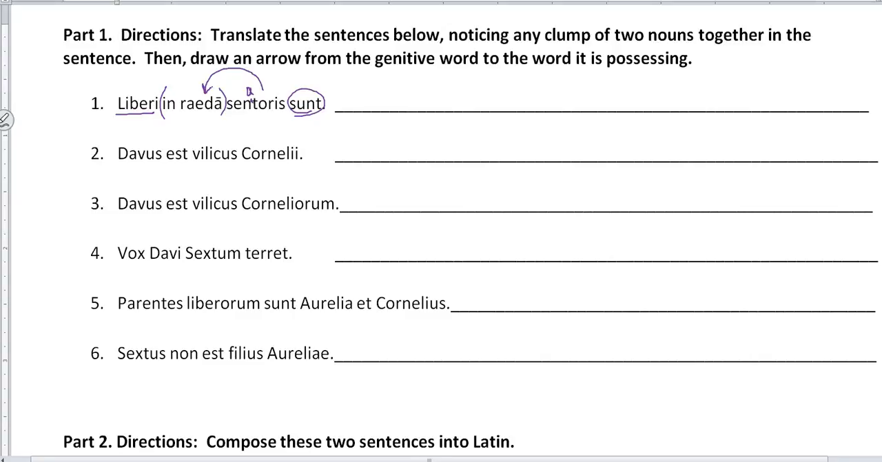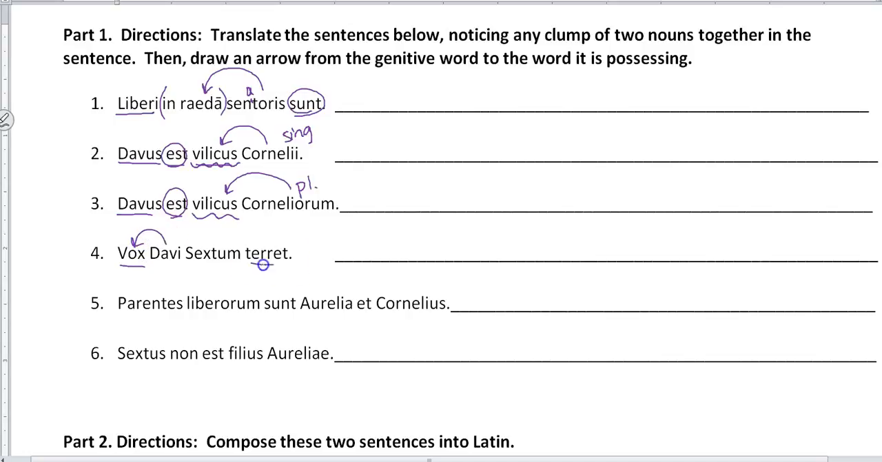All right, welcome back. So if we're taking a look at number 2, Davus est villicus Cornelii. Davus is the overseer. That should be a compliment. Davus is the overseer of Cornelius, or Davus is Cornelius's overseer. Davus est villicus Corneliorum. Notice that Cornelii is singular, so it's got to be of Cornelius. But Corneliorum is plural, so it's got to be of the Cornelius family, or of the Cornelii. So Davus is the overseer of the Cornelius family, or the Cornelius family's overseer.